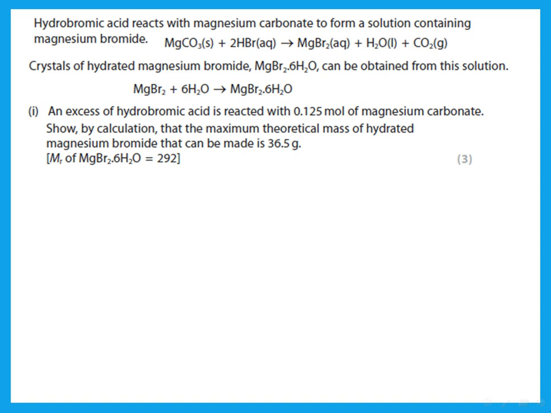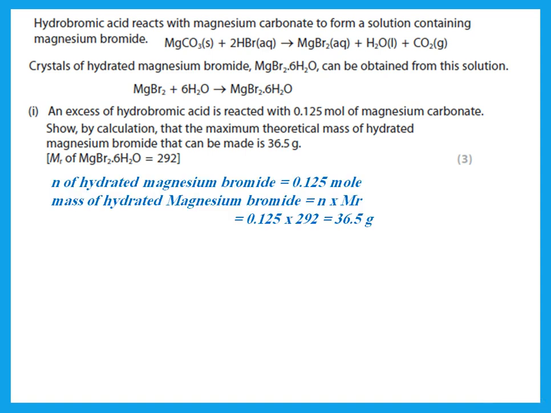Okay. So he says I have 0.125 mole of magnesium carbonate. So I look at that equation on top to get the number of moles of the hydrated magnesium bromide. That would be the same as the number of moles of magnesium carbonate. Looking at the equation on top, you can see that number of moles of magnesium carbonate is the same as magnesium bromide. Then he says the mass should be what? The mass is the number of moles times MR. So the 0.125 times the MR of the hydrated magnesium bromide, which he gives me there. So this is the mass.